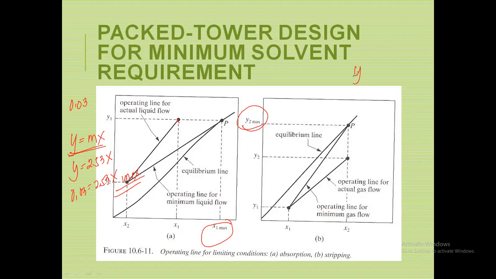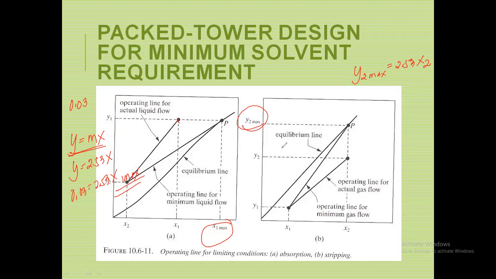So how is that? From the same equation, y2 maximum is equal to 2.53 times x2, the x2 that you have determined or given in the problem. So what is the maximum amount recovered by your solvent gas in your stripping process using this equilibrium relationship? The y2 maximum that you have determined from this equilibrium equation will be the y2 that you will use in the overall component balance equation. That way you can determine the V prime minimum, the minimum solvent requirement.